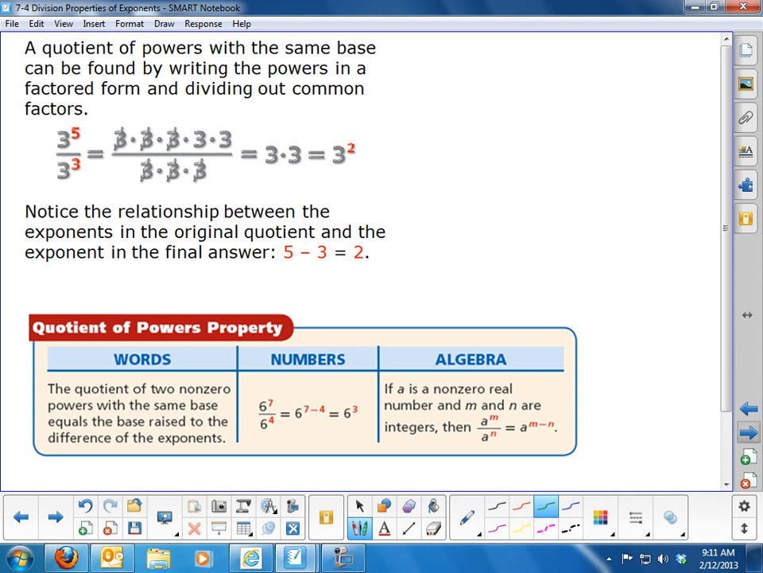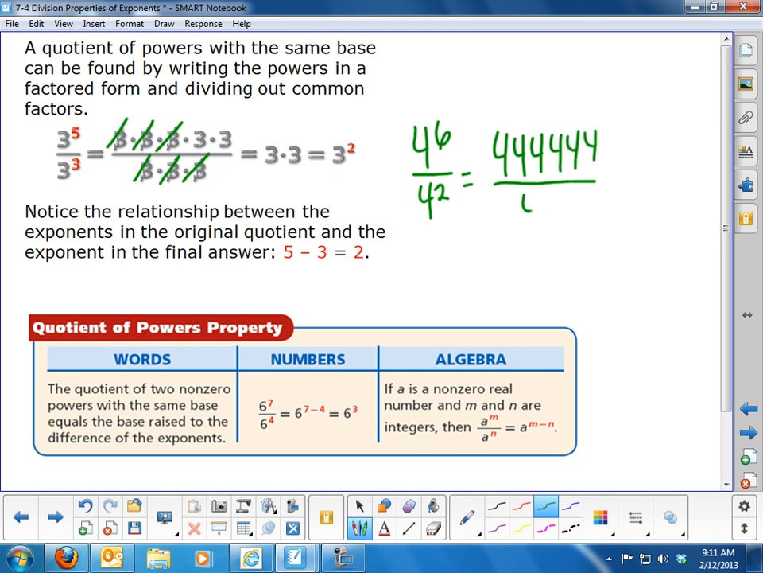Well, 3 divided by 3 is 1. So these 3's here are canceling. I can get rid of those because they're in common. They make 1s when divided, and I'm left with 2 3's at the top. Same thing, if I take 4 to the 6th power divided by 4 squared, I have 6 4's up top and only 2 4's down below. Well, when I cancel out my common factors, what am I left with? 4 4's on the top.